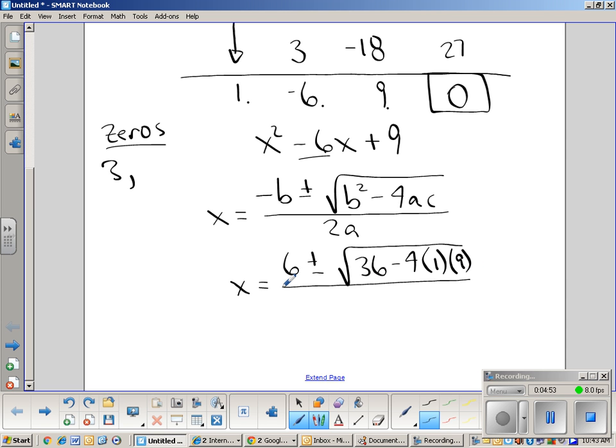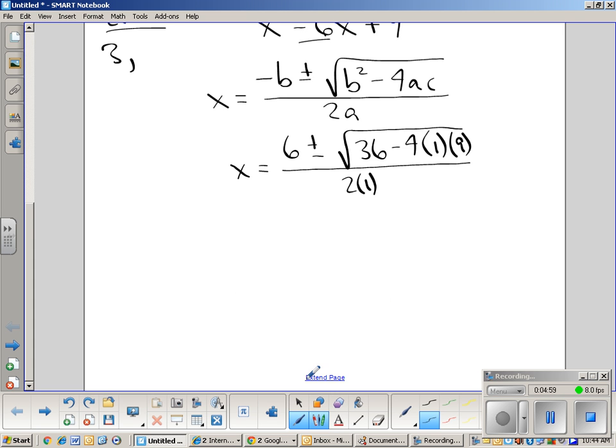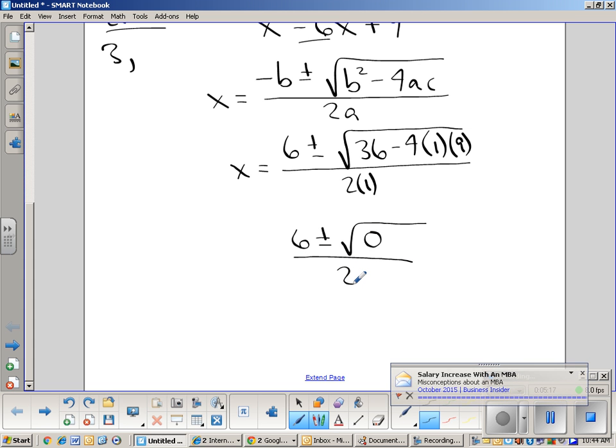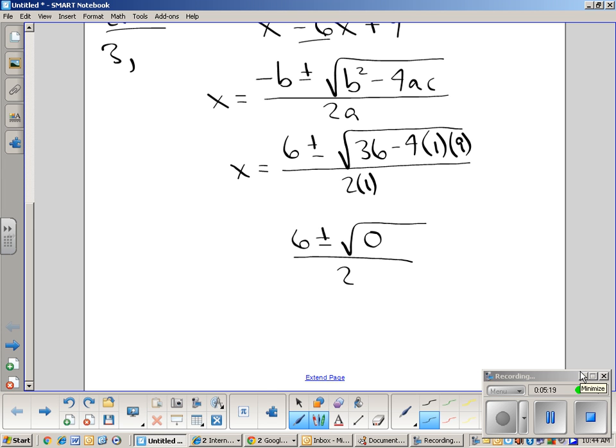Over 2a, when a is 1. So we get 6 plus or minus the square root of... What is 9 times 4? And 36 minus 36 is... and so what is 6 minus 0?